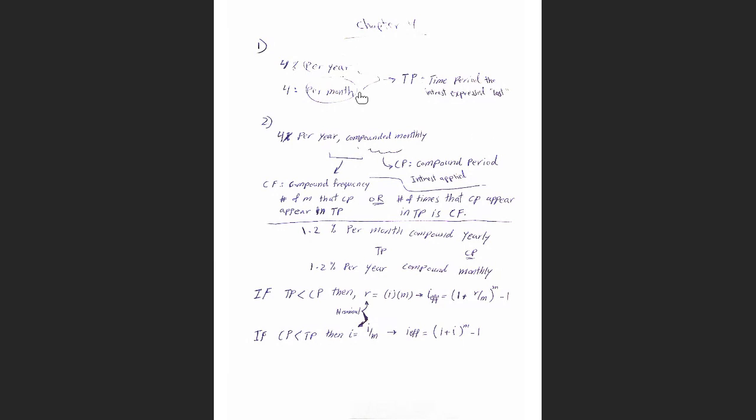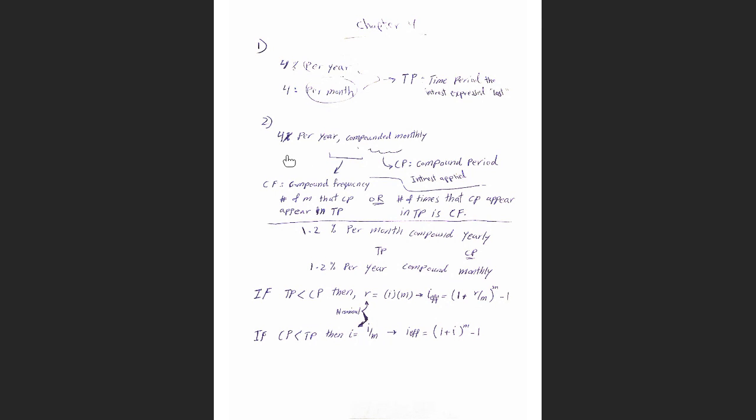The first thing that we have already explained is the time period, which is the TP. We can use the abbreviation TP, time period, as we have 4% per year or 4% per month. Both of them are the time period. So you identify the time period in the first step.